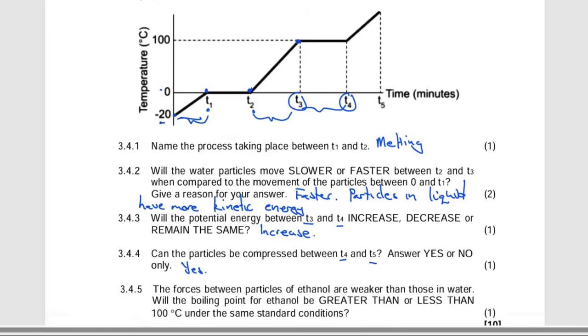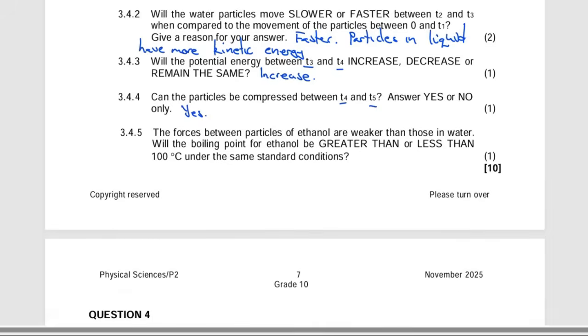Then moving on to question 3.4.5, it says the forces between the particles of ethanol are weaker than those in water. Then after that, will the boiling point of ethanol be greater than or less than 100 degrees under the same standard conditions?